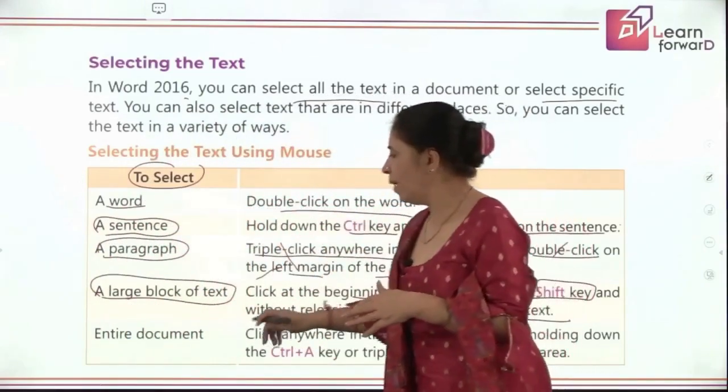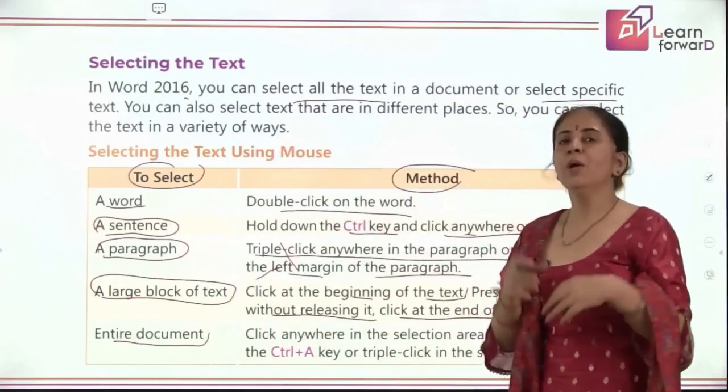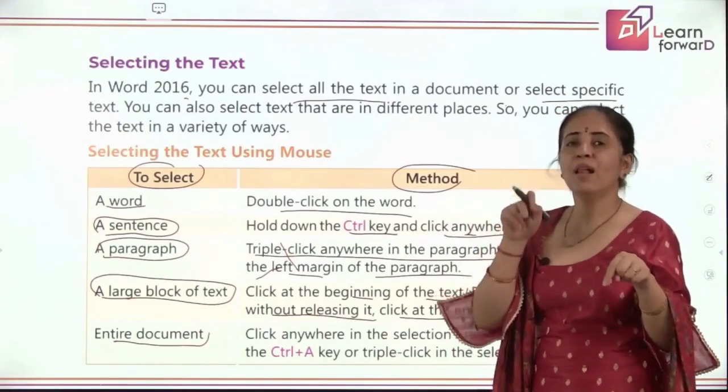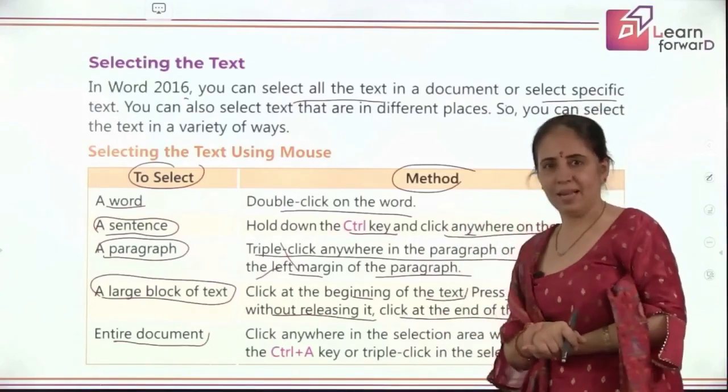Fine. And when you have to select the entire document, it is a very easy thing. Just press the control button and click on the alphabet A. The entire document will be selected.